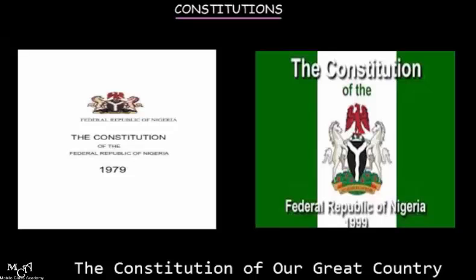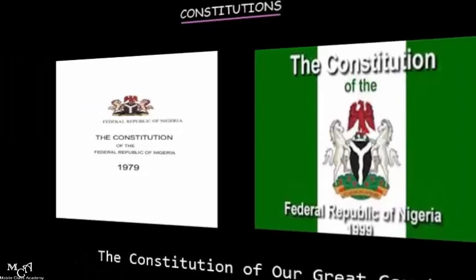Now that brings us to chapter 3. We are going to be looking at constitutions, that's the constitution of a state. And that brings us first to the definition of a constitution. We have to know what a constitution is.